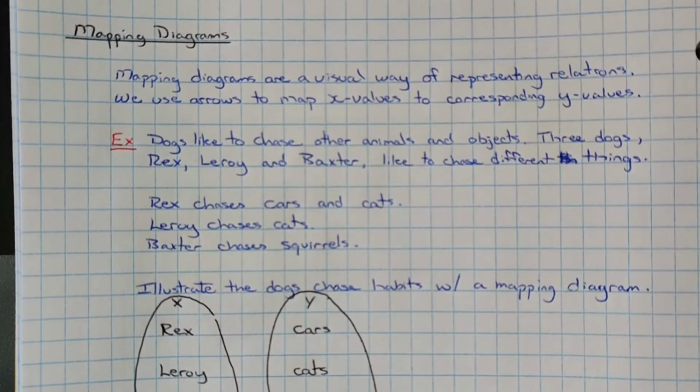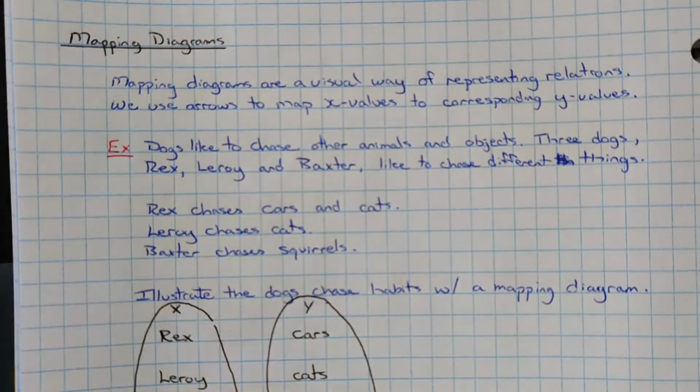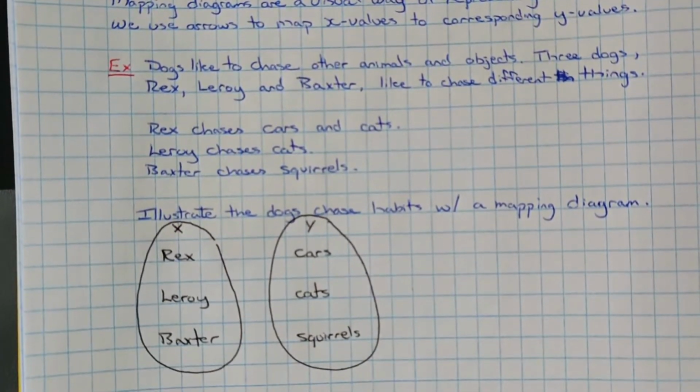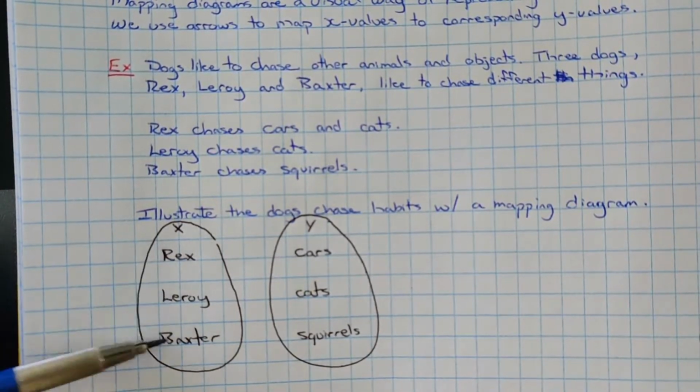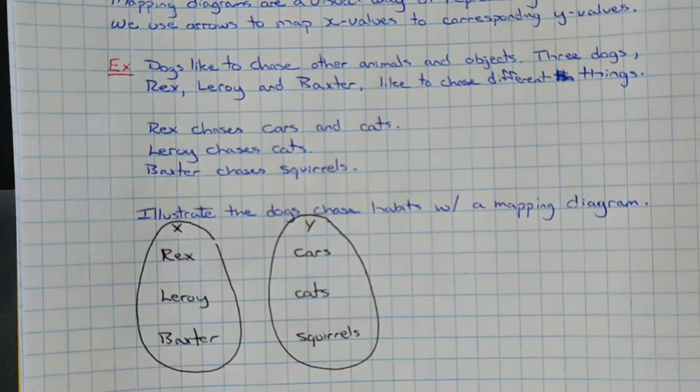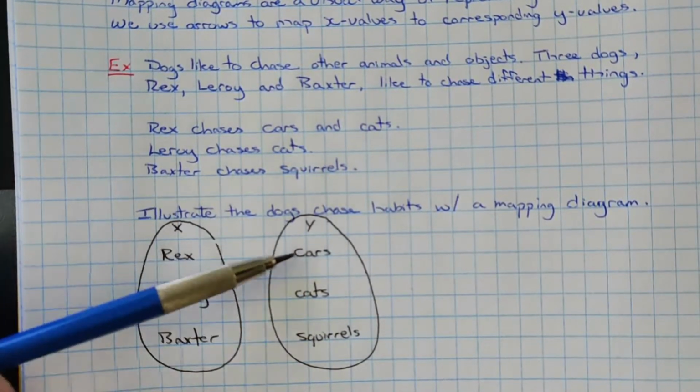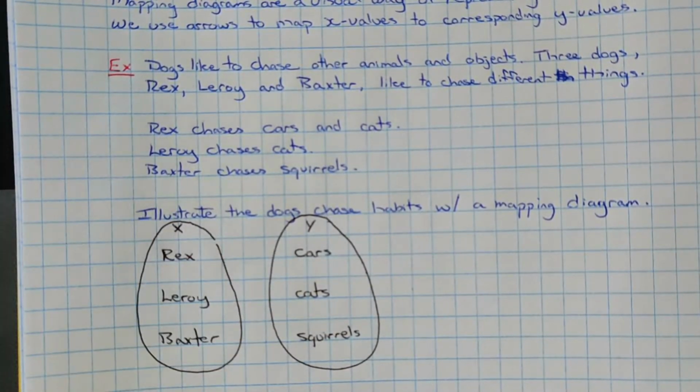So here we got 3 dogs. We got Rex, Leroy, and Baxter. And they like to chase different things. Rex chases cars and cats. Leroy chases cats only. And Baxter, well, Baxter likes to chase squirrels. So if we illustrate the dog chase habits with a mapping diagram, we take our x values, our independent values, which are our dogs, and we have Rex, Leroy, and Baxter in the one blob there with x. And then in our y blob, we got the cars, cats, and squirrels, the different possible y values.